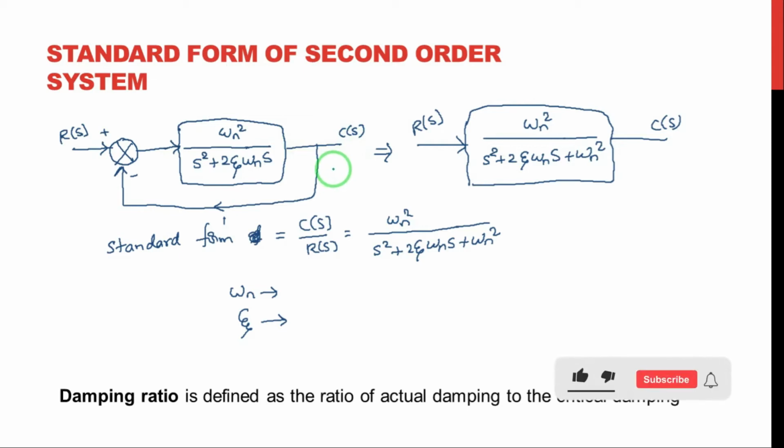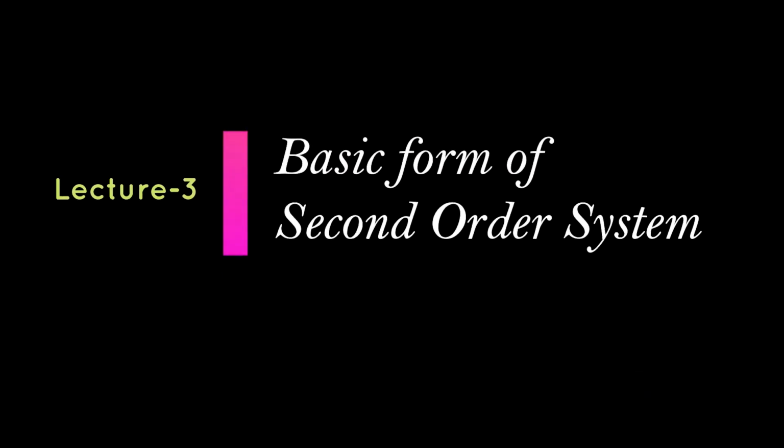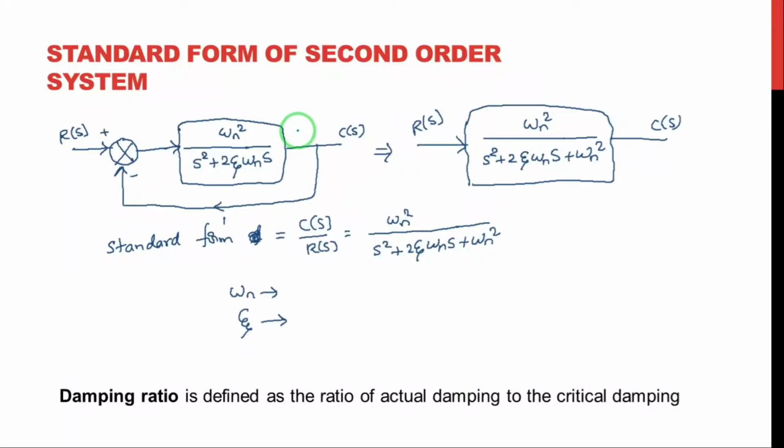Hi guys, in this lecture we will discuss the standard form of second order system. This is the closed loop block diagram of a second order system. By reducing this block diagram we can get the transfer function of the second order system.